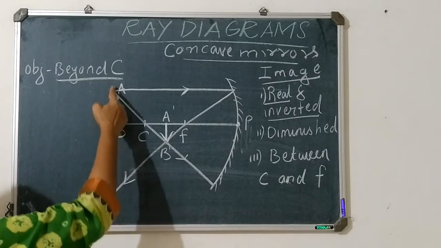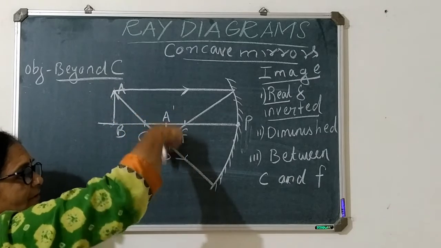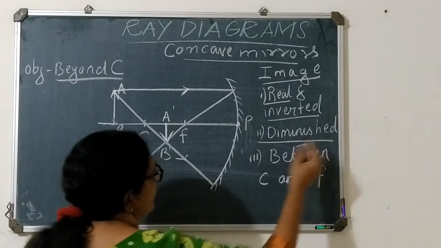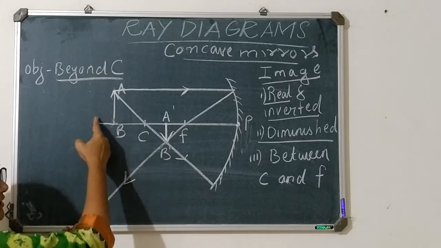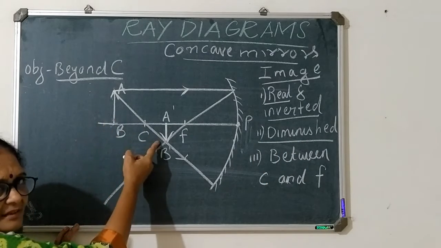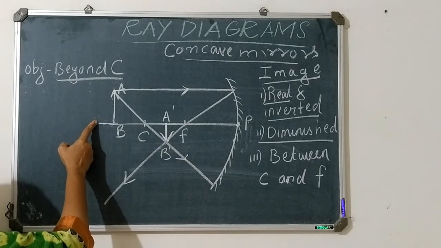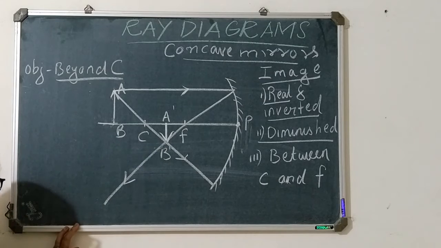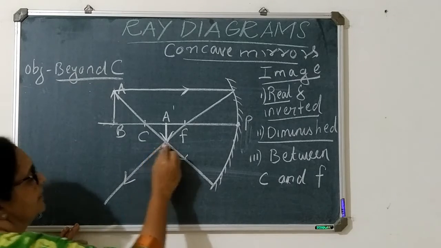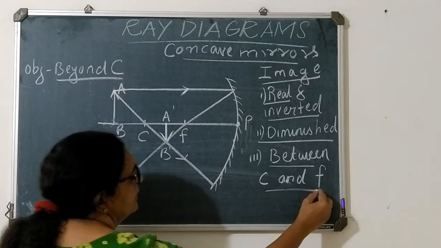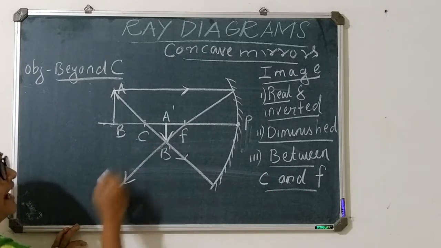The object is straight and the image is inverted. Okay, the size of the image, always the comparison is between object and image. You have to compare both object and image. So object size and image size differ. So size of the image is diminished. And where is the image obtained? Between C and F.